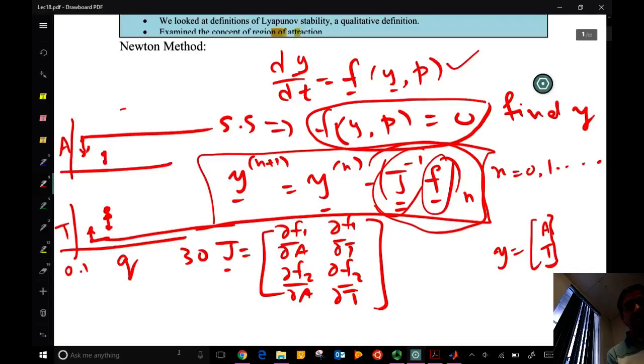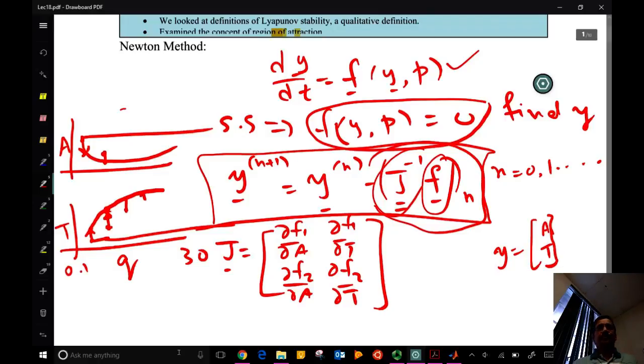Maybe it goes like that. So I can construct a solution like this, every time using the previously converged one as the initial guess. Okay? That is simple continuation.